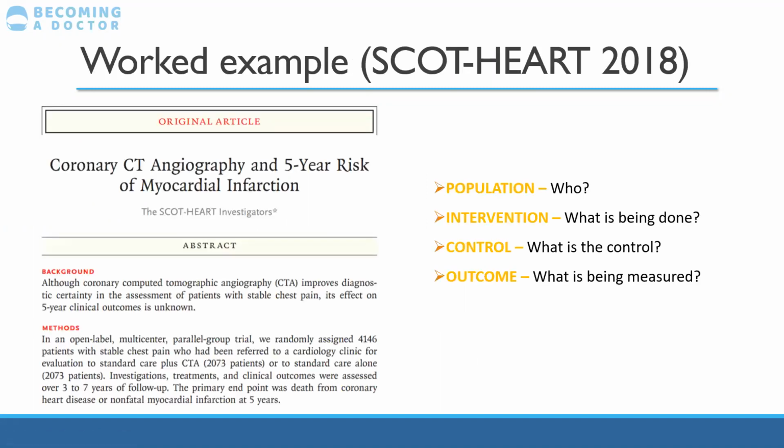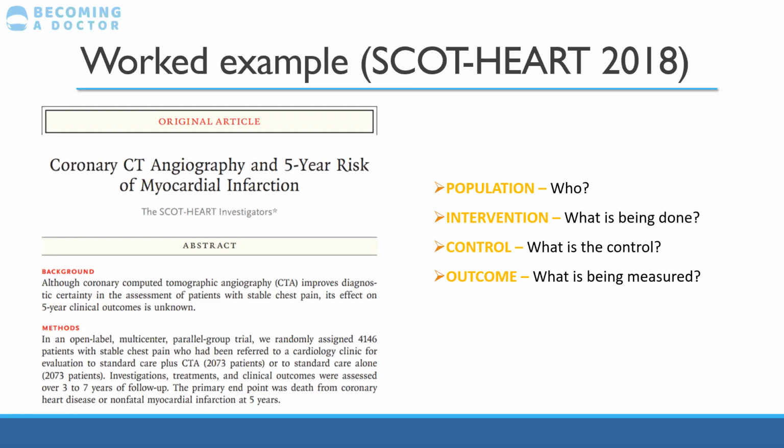If a study is looking at exactly the same thing that's been previously studied, it might not be that relevant. So I'm going to go through a worked example here. This is an abstract taken from the Scott Hart study, which was conducted back in 2018. Really, it doesn't matter exactly what the study is about here. You could be given any abstract in the interview, for example, and you're probably unlikely to have read it before. But just stick to your 4 PICO principles.